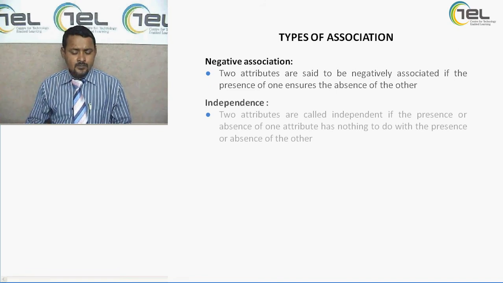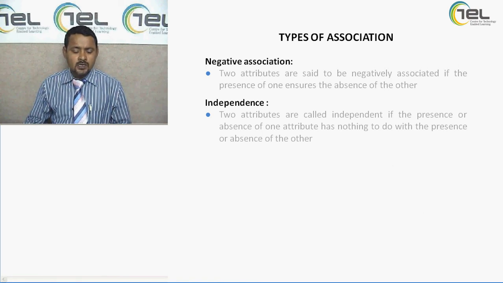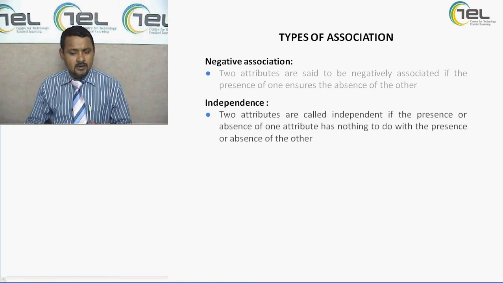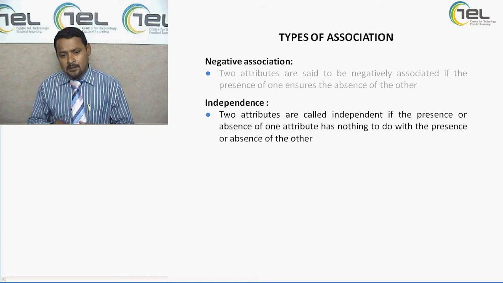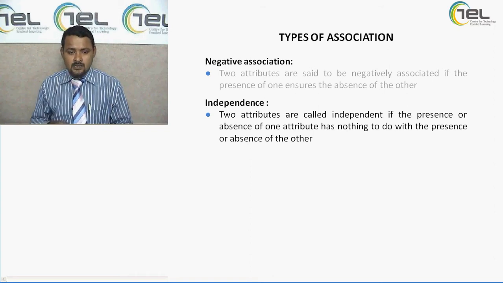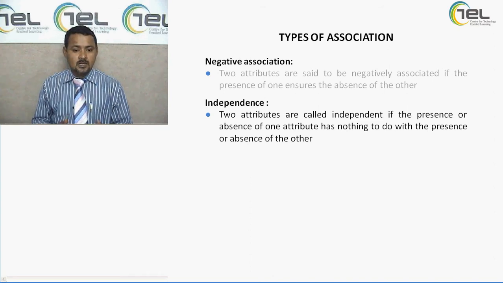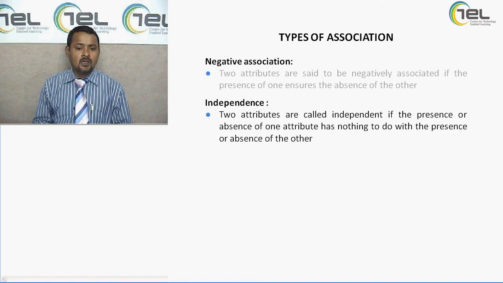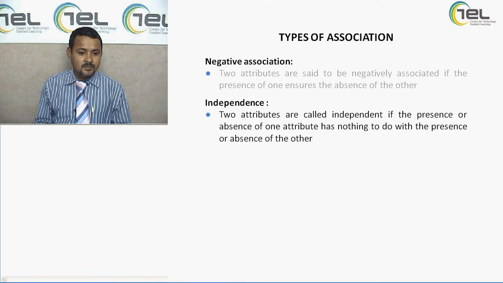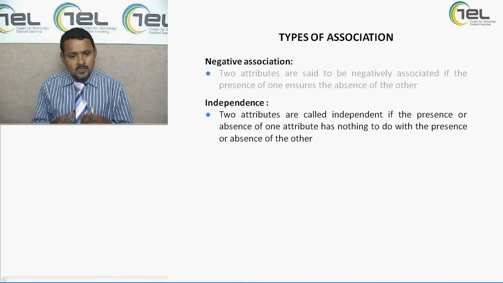Similarly, two attributes are going to be defined independent if the presence or absence of one has nothing to do with the presence or absence of the other. For example, a guest coming to my house, I'm not affected by his presence, I'm not attached to him, I'm working the same way, same manner that I have worked three days before he arrived.